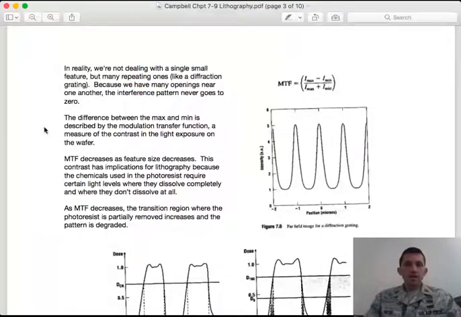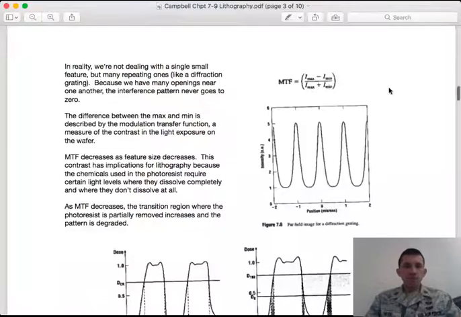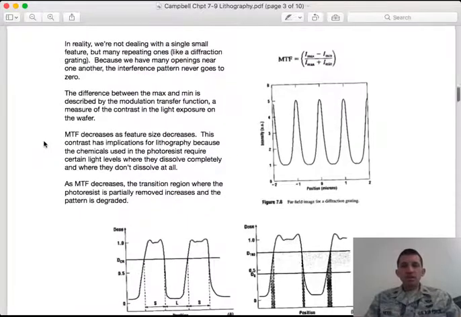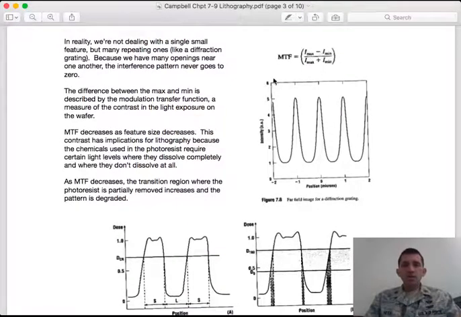And this difference between the maximum value at the opening, say, in the mask, and the minimum value in between is what is called the modulation transfer function, or the MTF. And that's just defined as the maximum difference divided by the sum of the max and the min. And that's just a way of measuring the contrast. So if I have a big difference, then I've got a big contrast between the maximum and the minimum. It's easy to tell where the maximum and the minimum are.